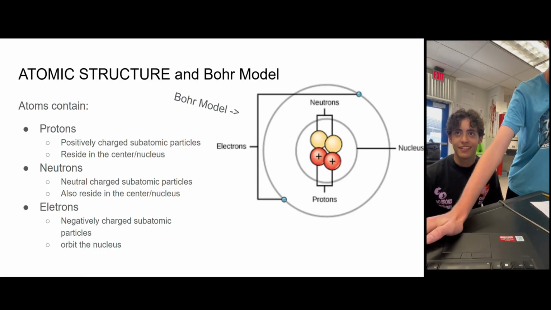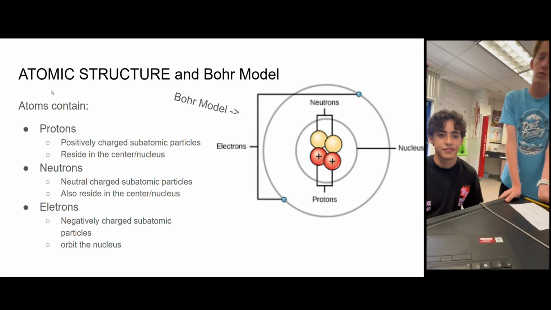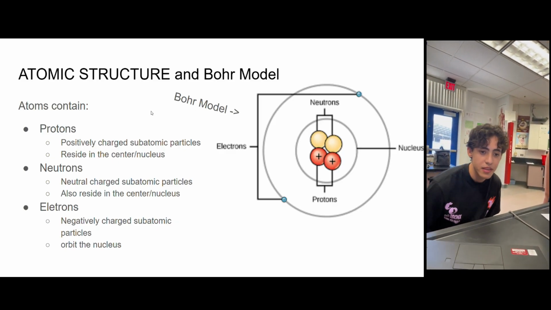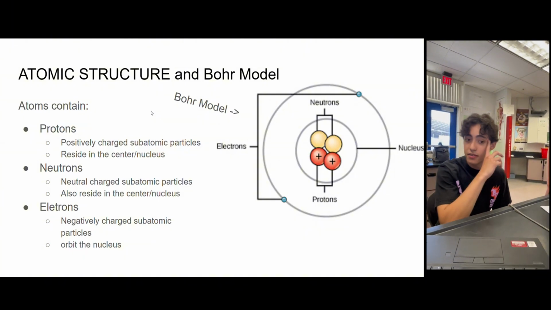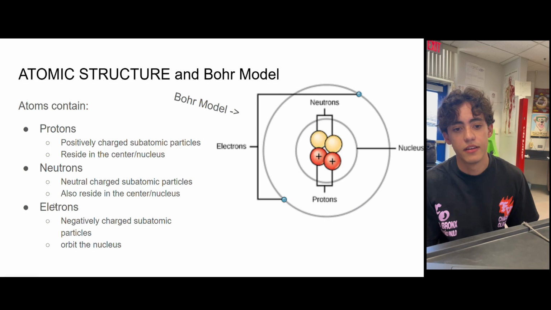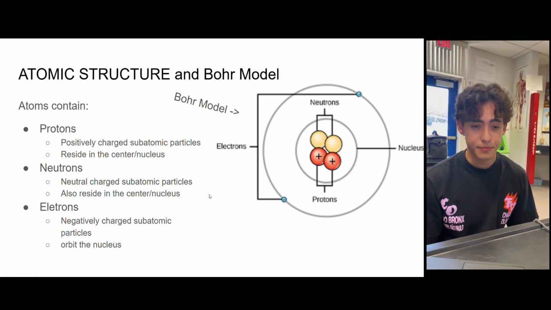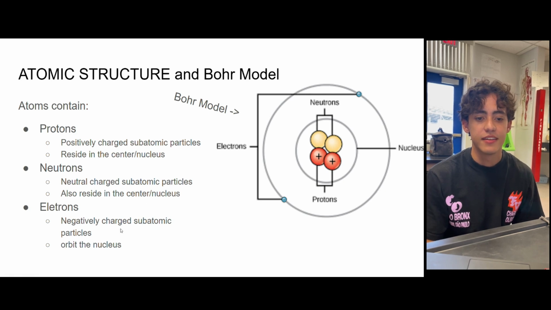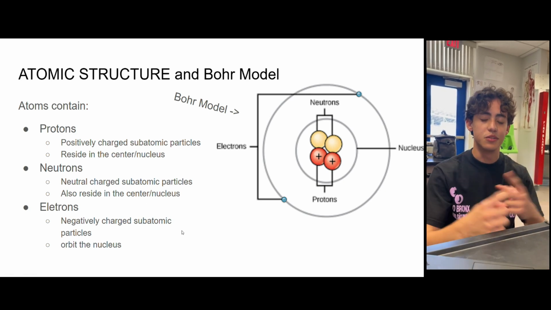Atomic structure and Bohr model. Atoms contain protons, neutrons, and electrons. Protons are positively charged and reside in the nucleus. Neutrons are neutral and reside in the nucleus as well. Electrons are negative and they orbit the nucleus.